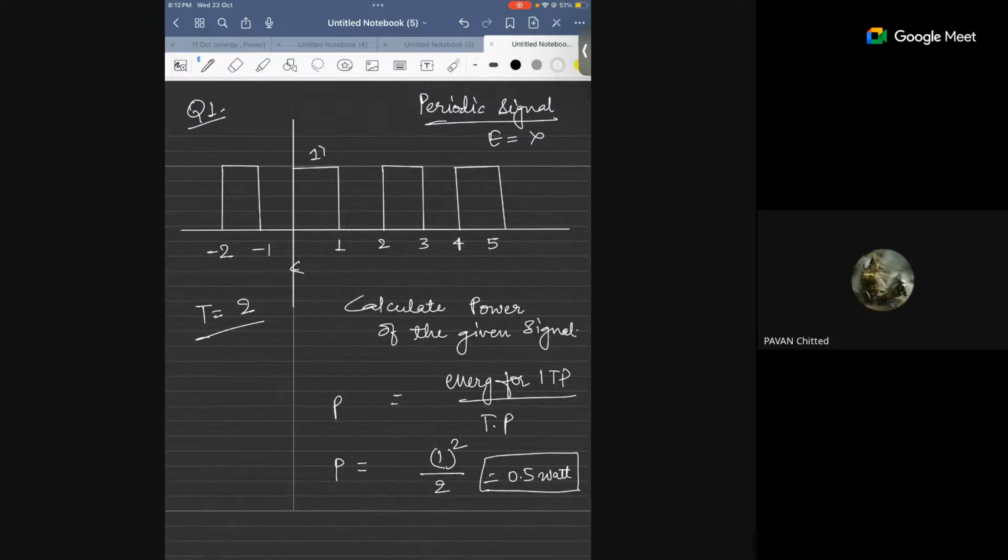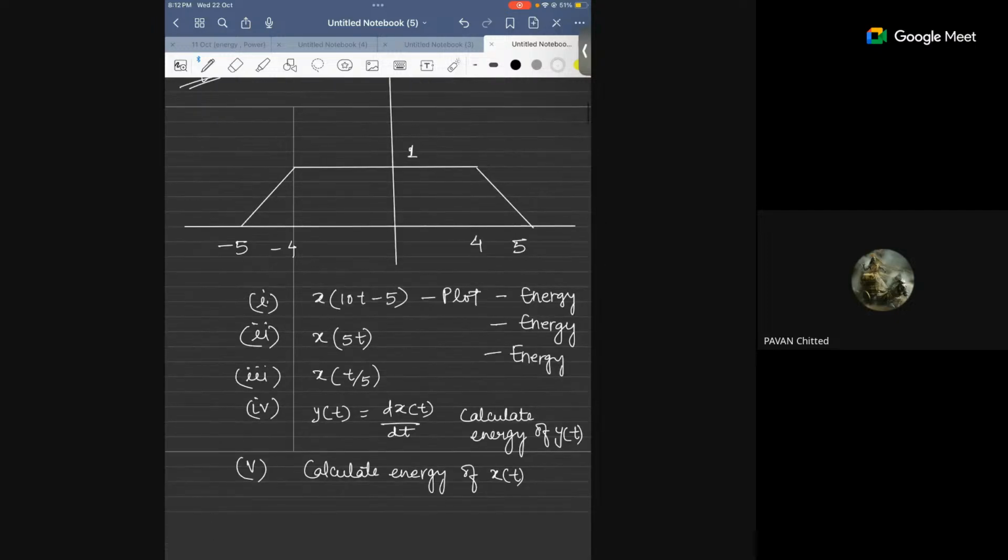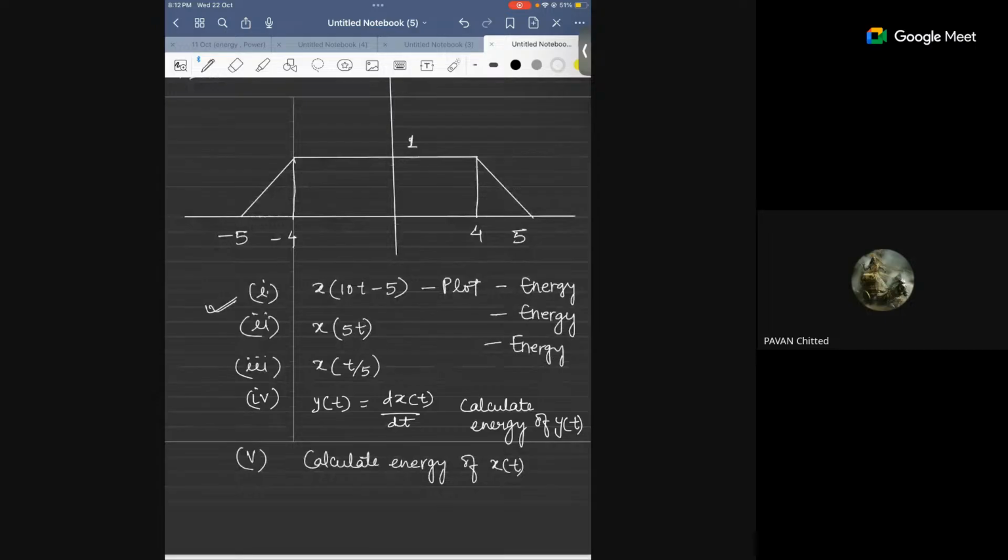Yes, sir. Okay. Now the next problem is that you have been given a trapezium. You can see that it is a combination of a rectangular pulse and two triangular pulses. The first question is to plot x of 10t minus 5. I hope you will be able to plot it. You can just come from the right-hand side: first shift it, and then scale it with 10. For example, the first one is shifting, so you add 5 at each point, and then you divide by 10. You will be able to plot x of 10t minus 5. I hope you will be able to do that.